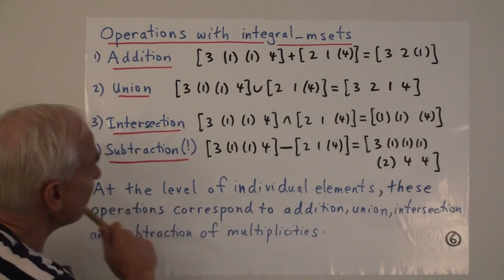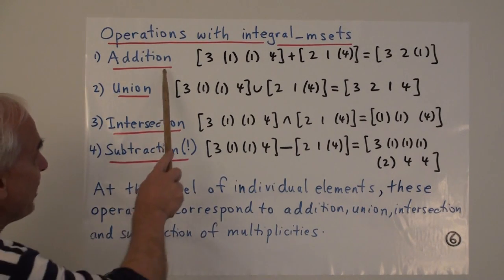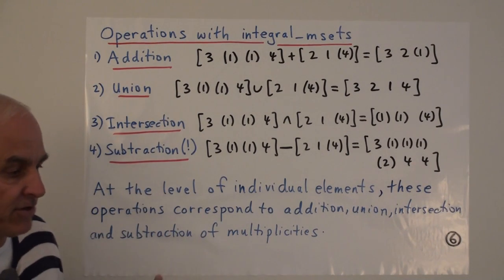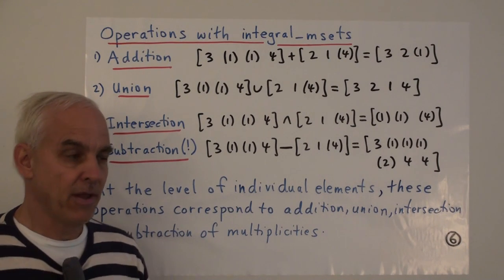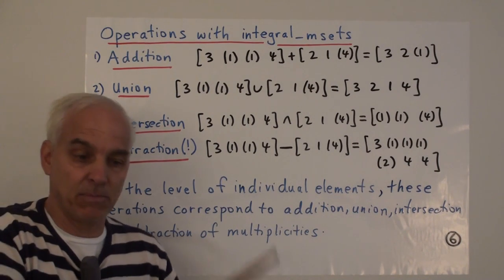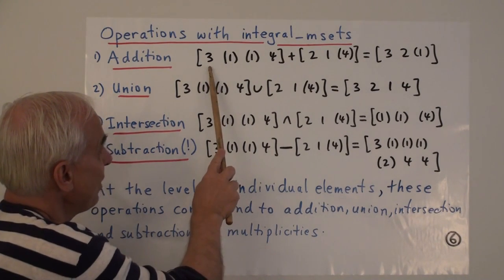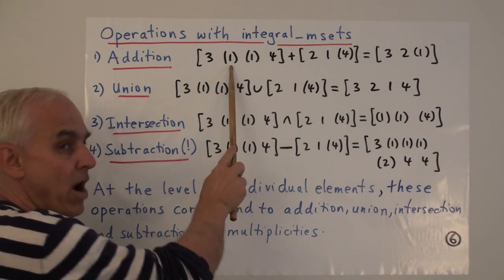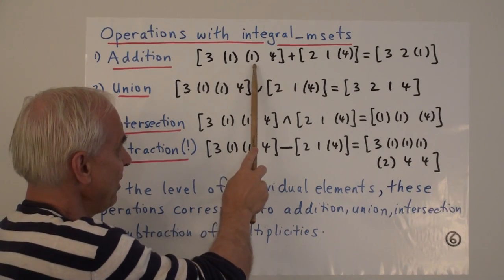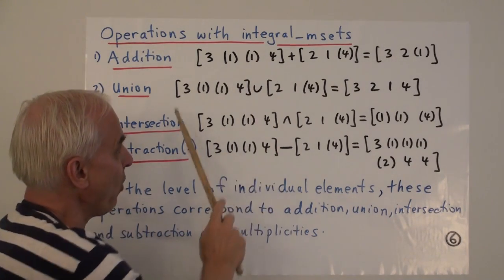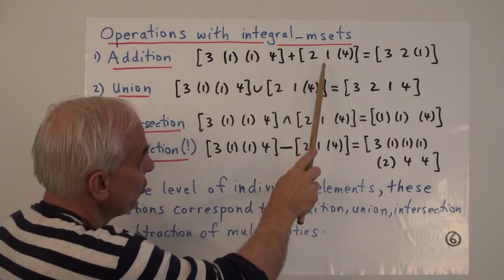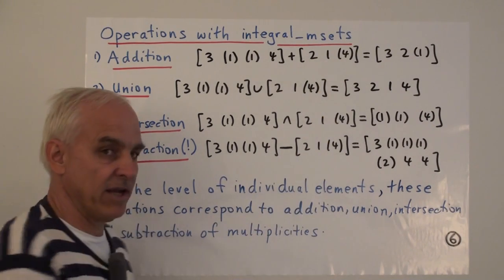Okay, so let's remind ourselves how the story goes. So addition of sets, remember that just means we're putting everything together. And we're basically adding multiplicities of any elements. So if we have the Mset with 3, 1 with negative multiplicity, 1 with negative multiplicity, and 4, and then here's another Mset with 2, 1, and 4 with negative multiplicity.